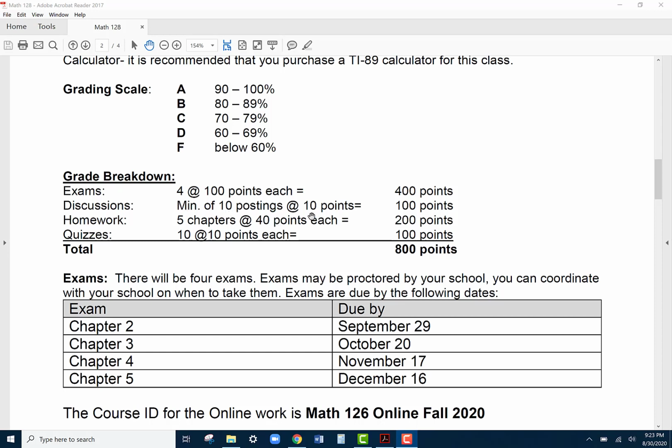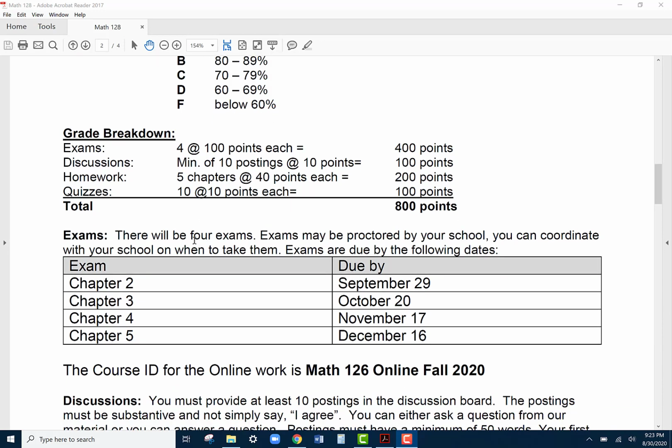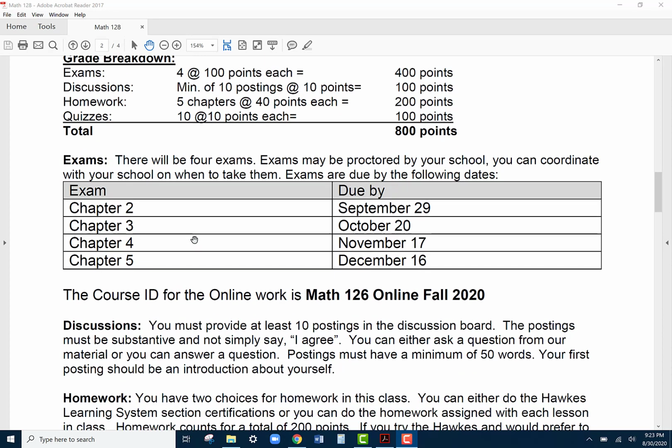Discussions, 10 postings at 10 points each for 100 points. And homework, 5 chapters of 40 points each for 200 points, and quizzes, 10 at 10 points each for 100 points. So here are the due dates for the exams. Exams may be proctored by your school, and you can coordinate with your school on when to take them. Exams are due by the following dates. There are 4 exams.